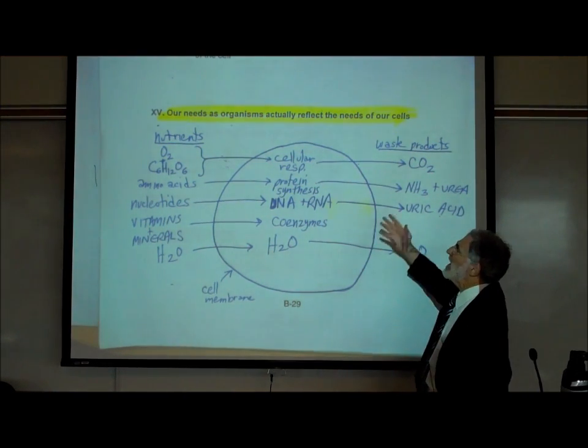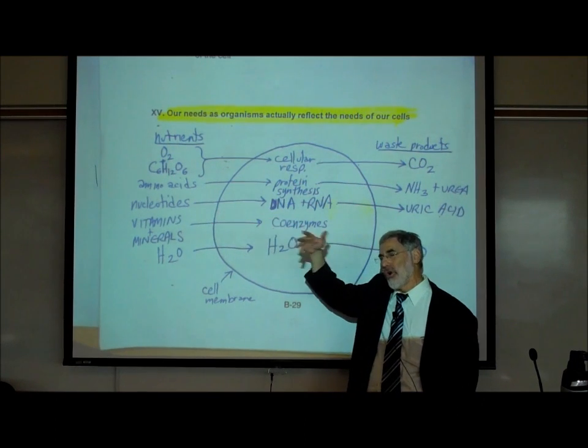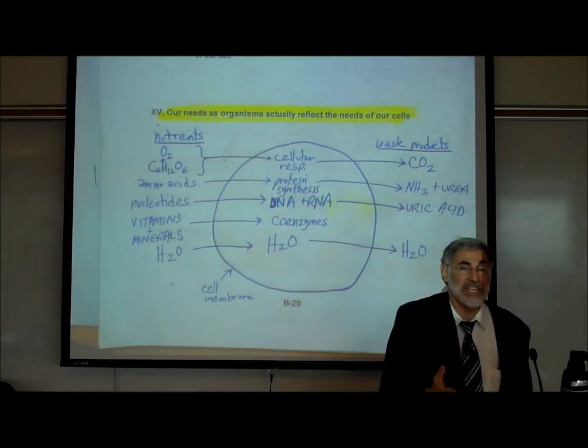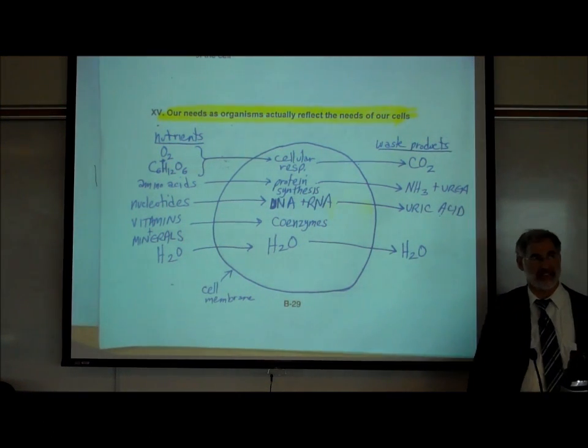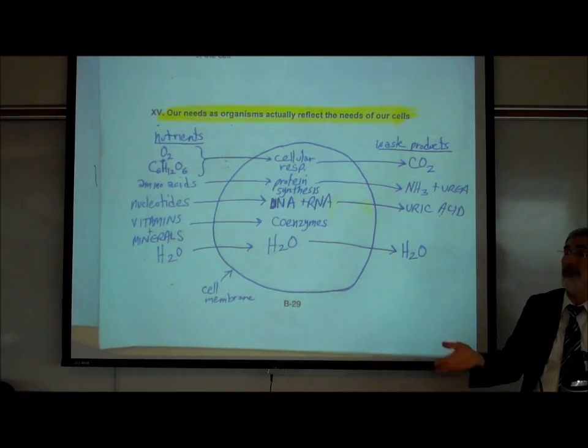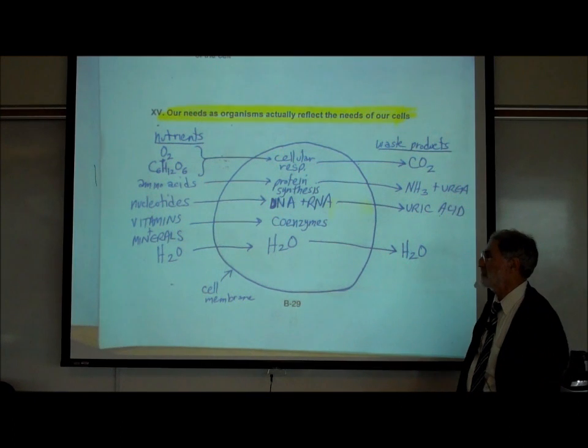But we know that old nucleic acids, old DNA and RNA, are broken down. They are broken into a waste product called uric acid. Uric acid is a waste product formed from the breakdown of old nucleic acids.